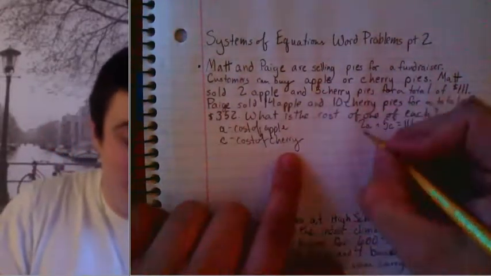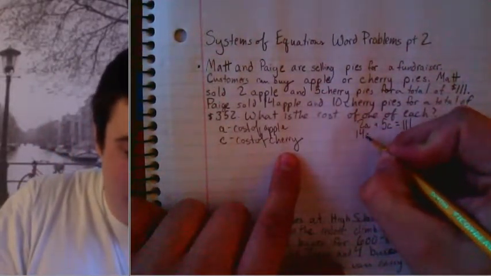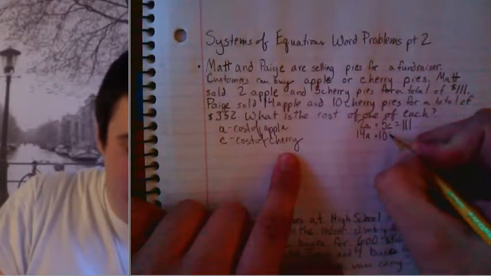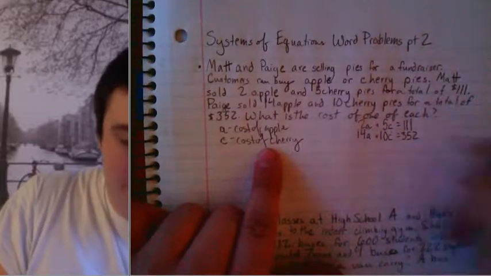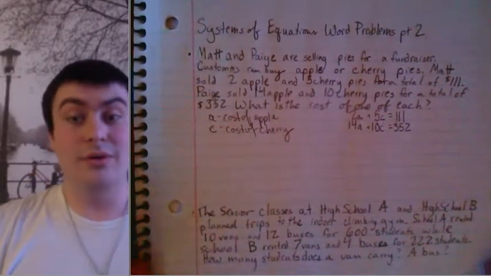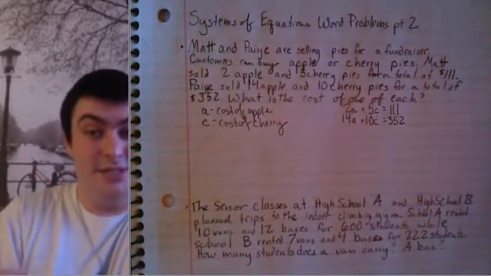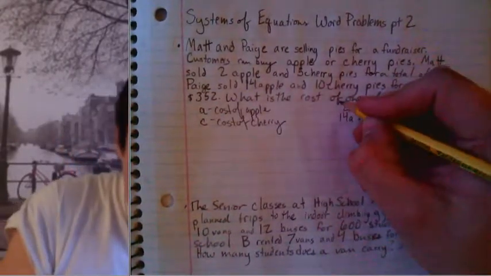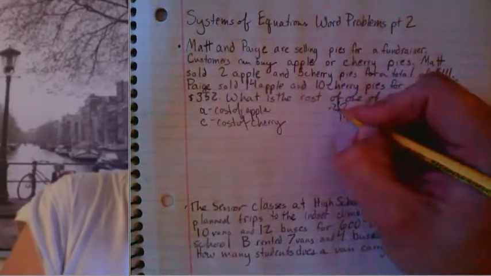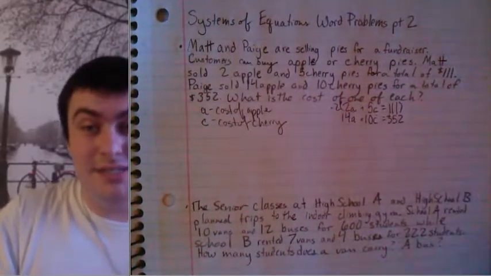So let's do the same for Paige. She had 14 apple pies and 10 cherry pies for a total of $352. Well, now it looks like we have our system of equations that we can solve. We might have to multiply. I'm going to multiply this top equation by -2 with the goal of eliminating our c's right there.